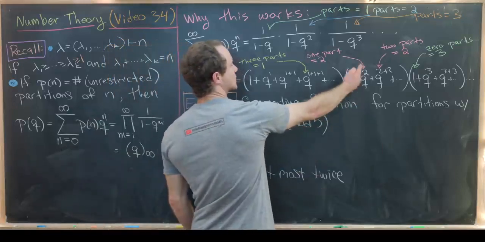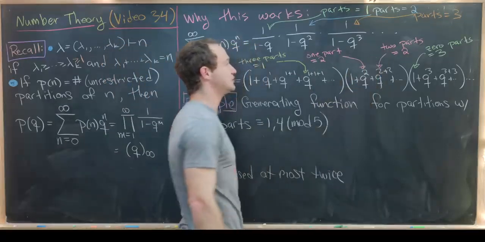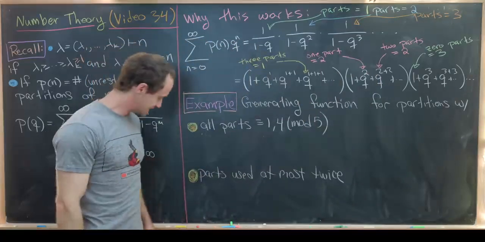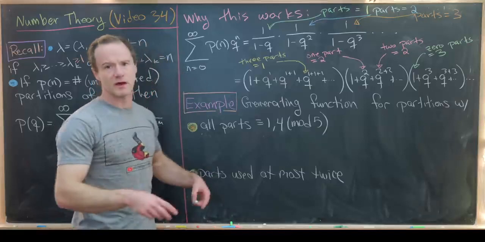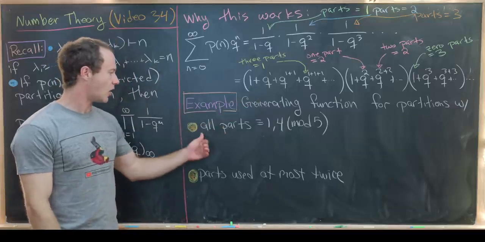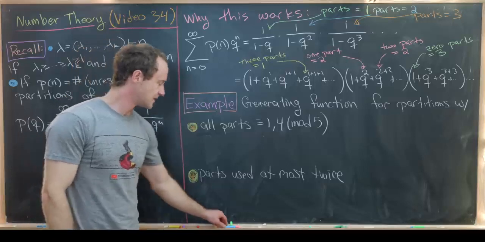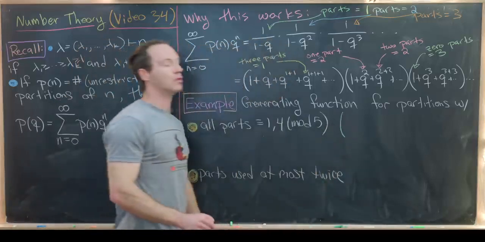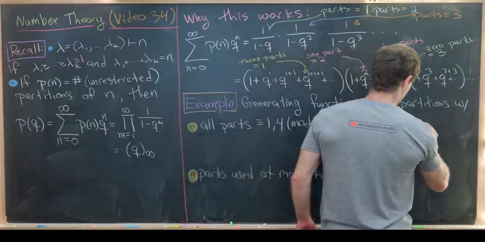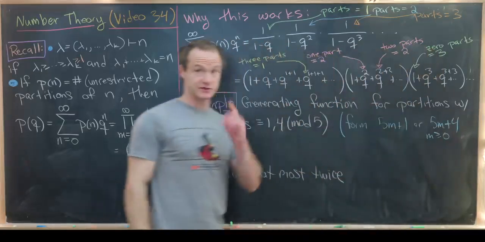So this q squared corresponds to 1 part of the partition equal to 2. This q to the 2 plus 2 is 2 parts equal to 2. And then that continues on. So let's look at some examples real quick, just to recall how these things are built. Let's find the generating function for partitions where all of the parts are congruent to 1 or 4 mod 5. Let's first recall that being congruent to 1 or 4 mod 5 means that we are of the form 5m plus 1 or 5m plus 4, where m is bigger than or equal to 0.